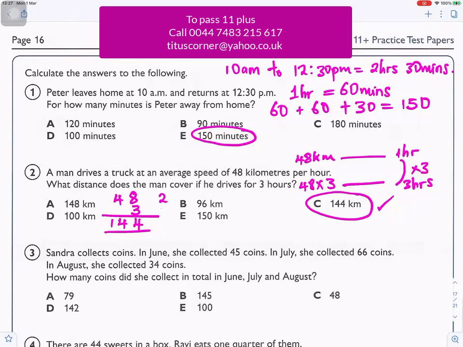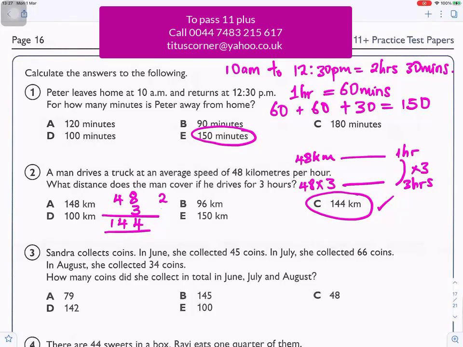Sandra collects coins. In June, she collected 45 coins. In July, she collected 66 coins. In August, she collected 34 coins. How many coins did she collect in total in June, July, and August?